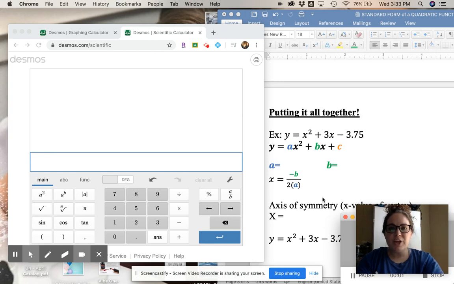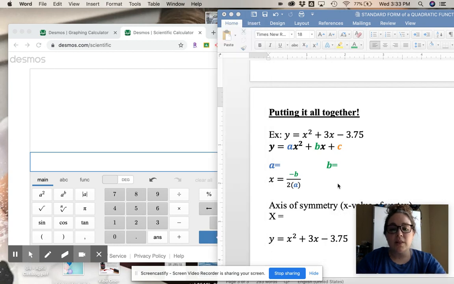All right, guys, one last video for you here, just showing you how to put all this together. So we're going to look at how I take an equation, find the axis of symmetry, and plug that back in to find the y value of the vertex. So let's look at this example here. So we've got our equation.